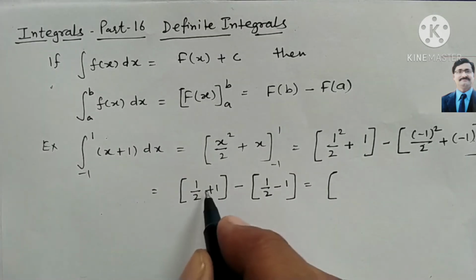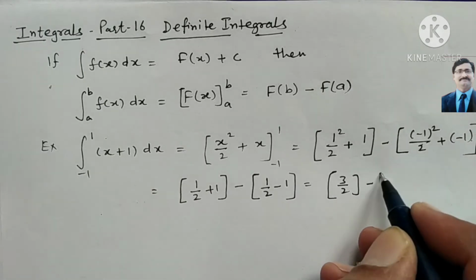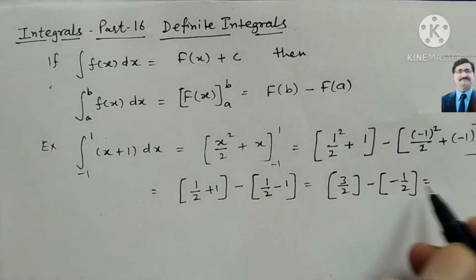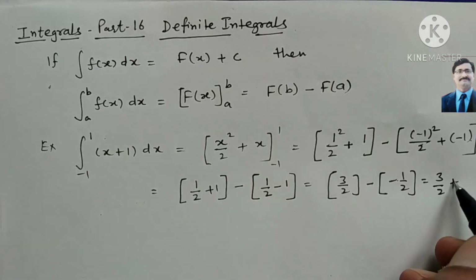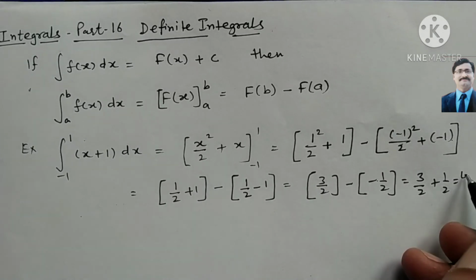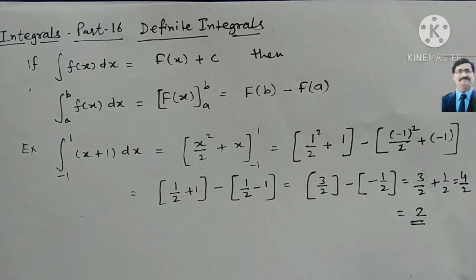So we will solve this bracket, we get 3 by 2, and minus, here we get minus 1 upon 2. This minus and minus is plus, we have 1 upon 2, we add, we get 4 upon 2, and 4 upon 2 means we get 2. So the answer we get here is 2.